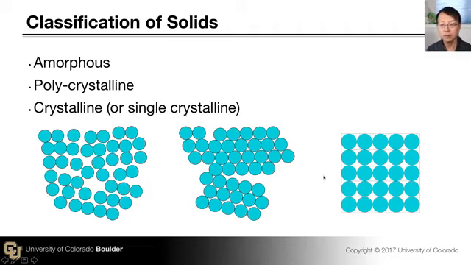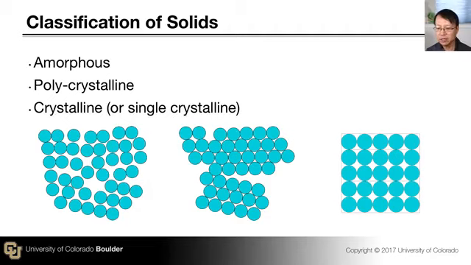If, on the other hand, atoms are arranged in a perfectly regular pattern as shown in the right figure here, that type of solid is called crystalline solid, or sometimes to emphasize that the entire material has a single pattern, we call it single crystalline solid.